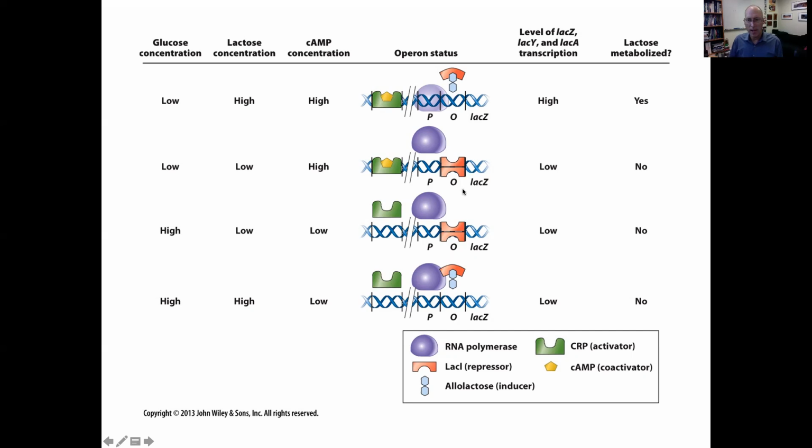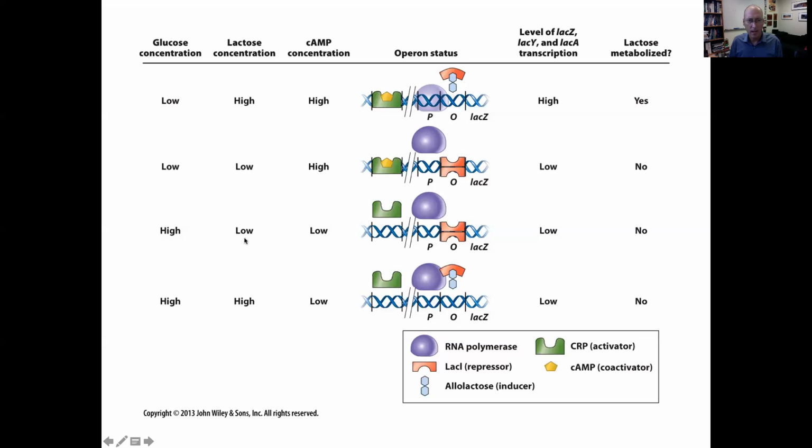So because we have to have the LacI repressor out of the way, and we have to have the CAP bound here with cyclic AMP, the only way we can get high expression of this operon is to have low levels of glucose so that cyclic AMP will stay high, and high levels of lactose so that the LacI repressor will be gone.